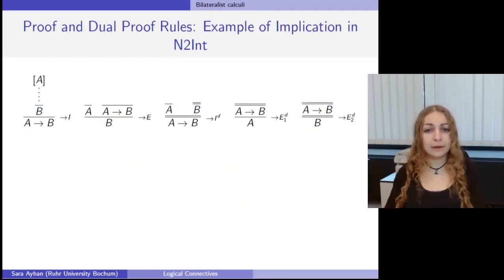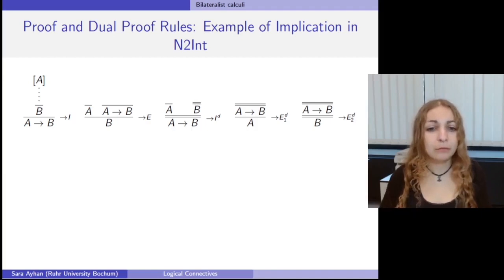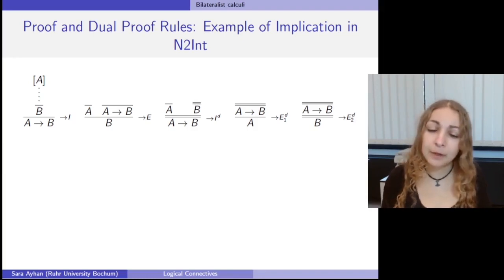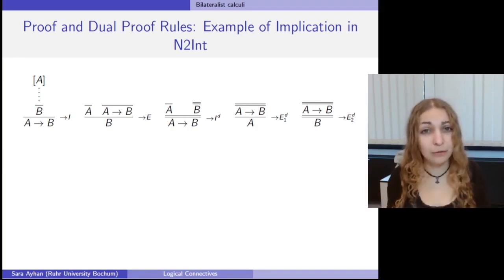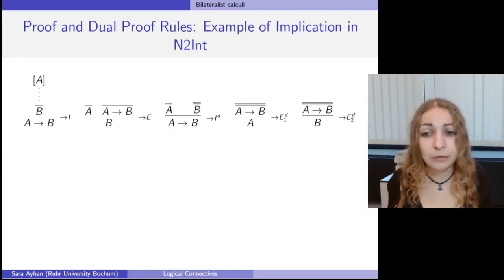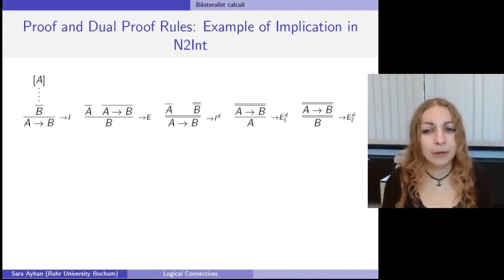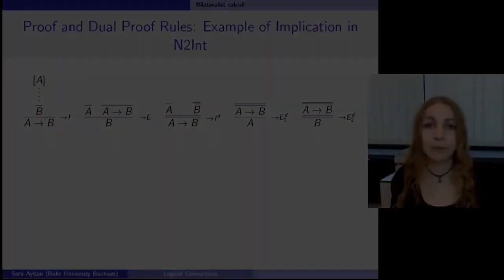I have to show you another example, the rules for implication. Again, the first ones you know, the usual introduction and elimination rules. And then the other ones will tell you when you can refute A implies B: if you have a proof of A and a refutation of B. And the elimination rules, the D stands for dual proof rules, tell you what you can infer from a refutation of A implies B. From this you can infer a proof of A or also a refutation of B.